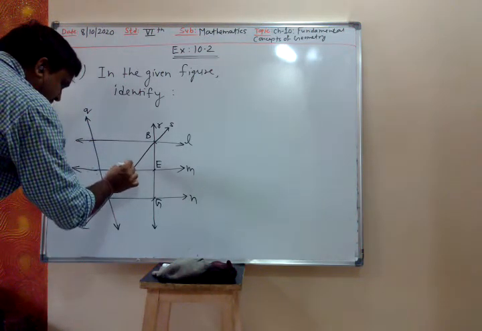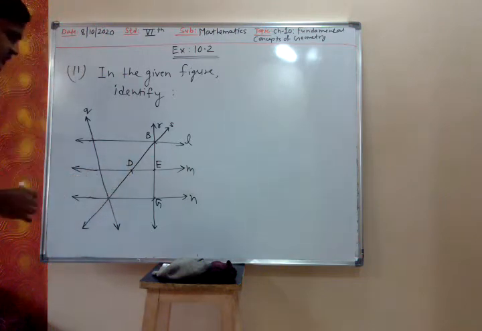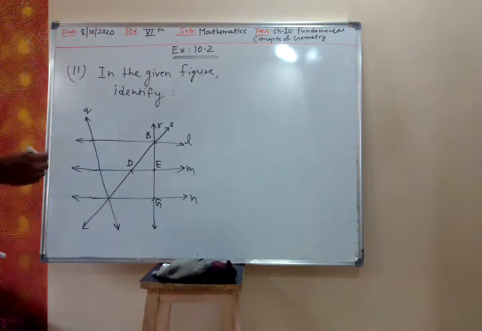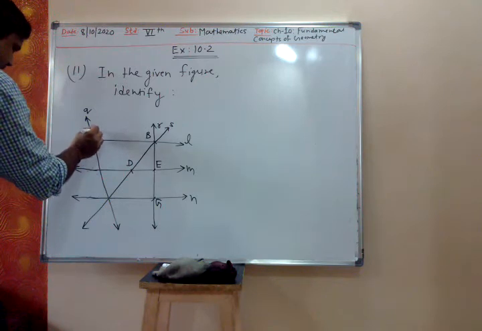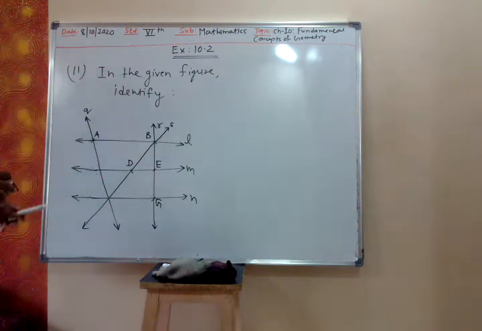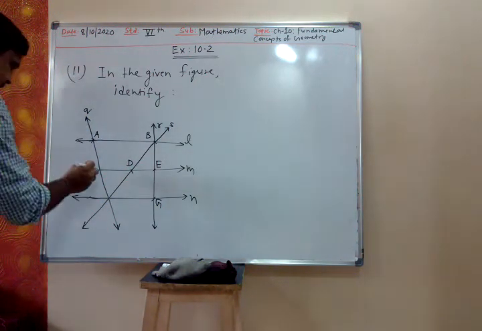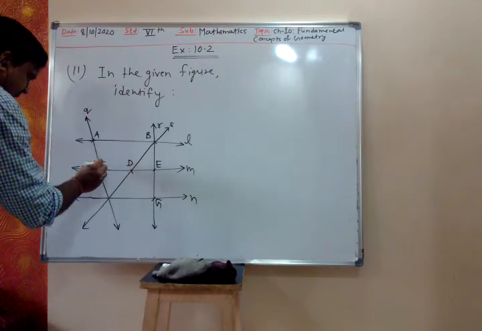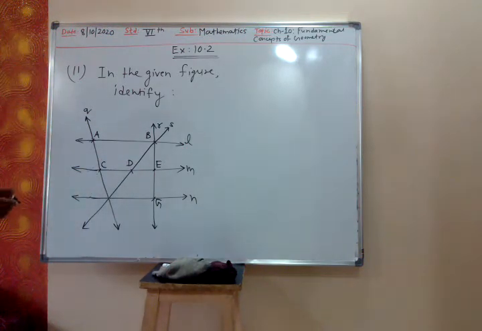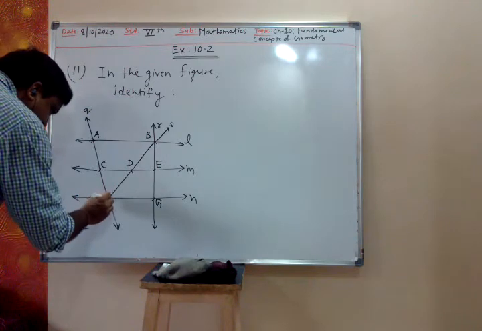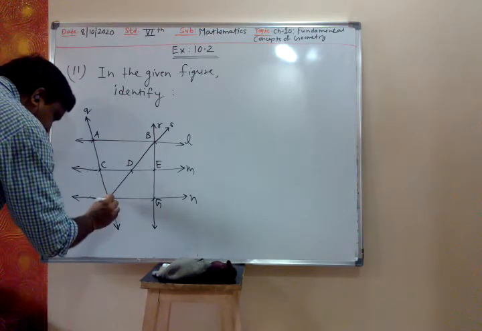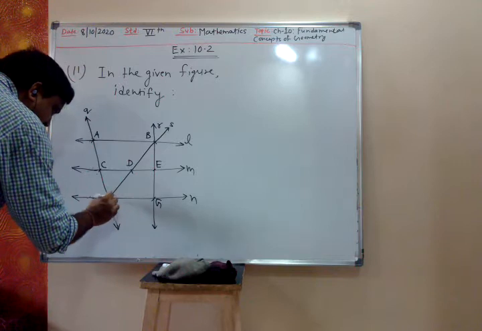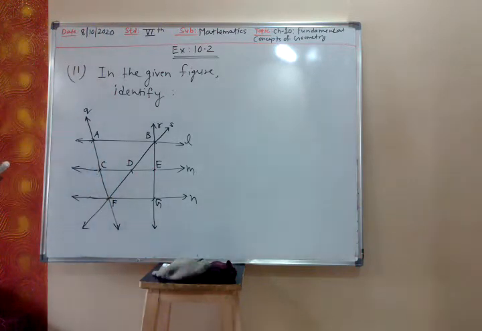Then this is my point D. Then where they cut, this is my point A. This is my point C. This is my point F. Where the line cut. Now these are the information given to us.